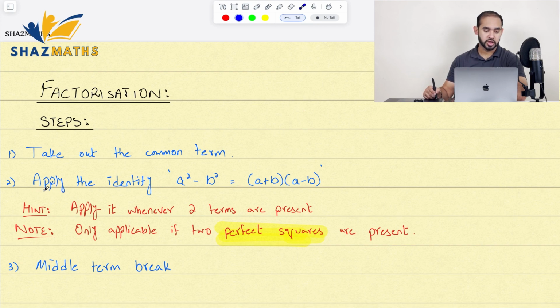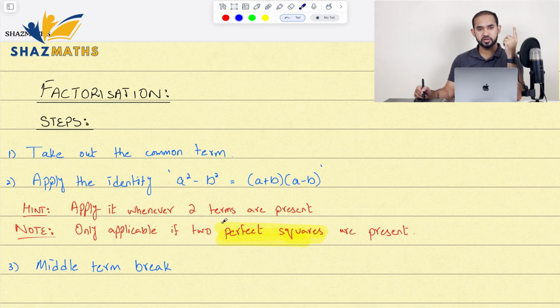Step number 2 is you apply the identity a square minus b square, which is equivalent to (a plus b) times (a minus b). Now, this second step will always be applicable when there are only two terms involved. That's what I've written over here. And secondly, those two terms are both perfect squares.